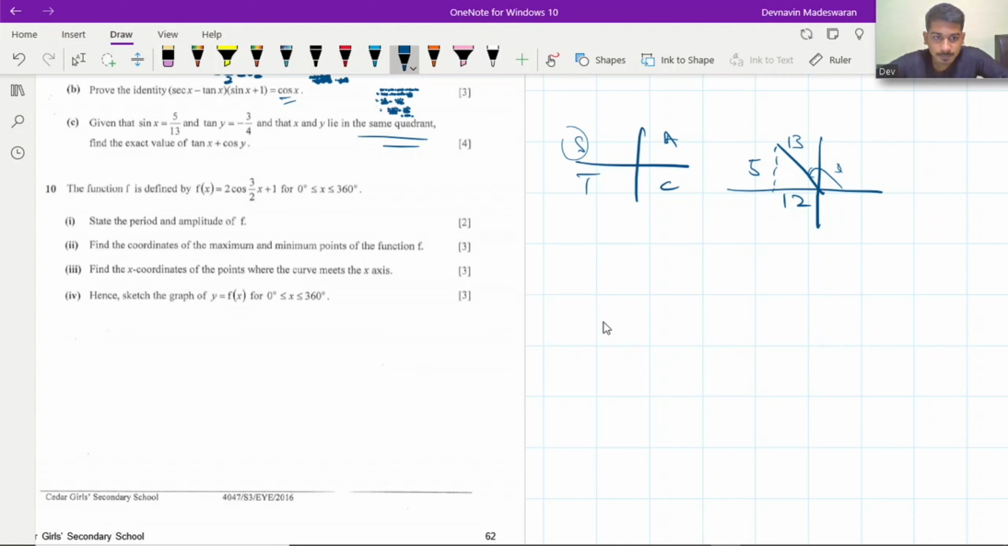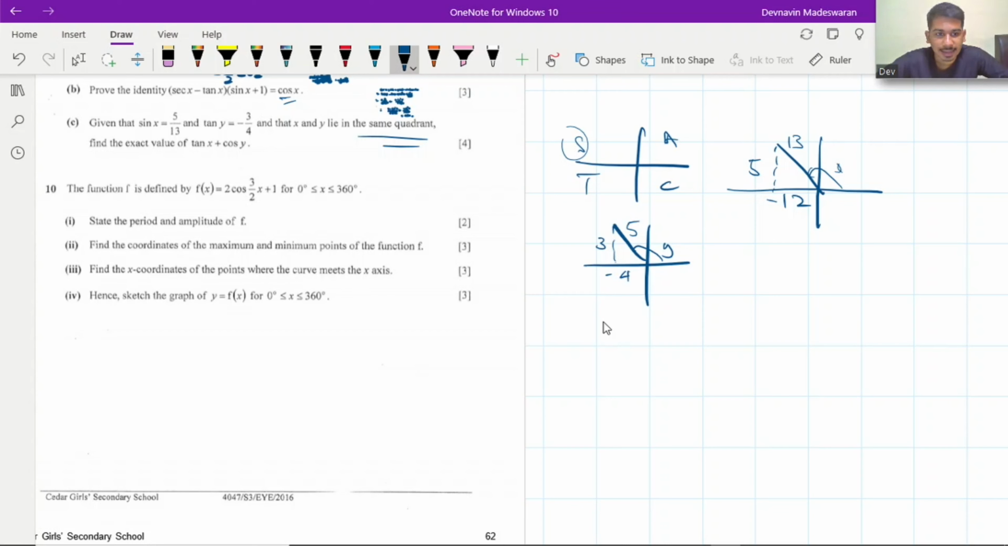And then for the y, we're going to have adjacent over hypotenuse. Opposite over adjacent, 3 and 4. This is going to be negative 4. This is going to be negative 12, by the way. And yeah, so it's 3, 4, 5. 3 squared plus 4 squared is going to be 5 squared. Okay, and then we have everything we need.